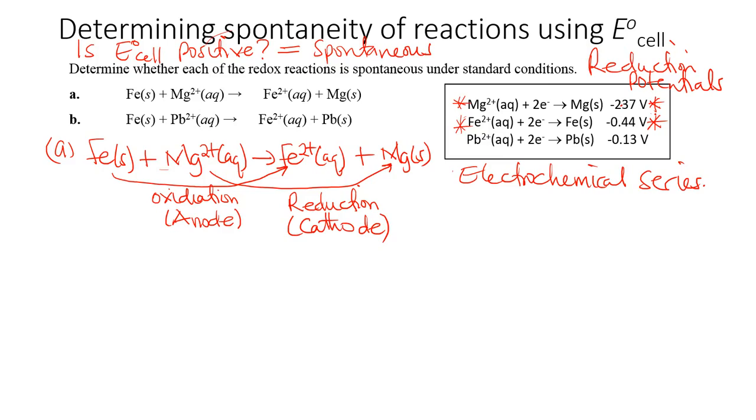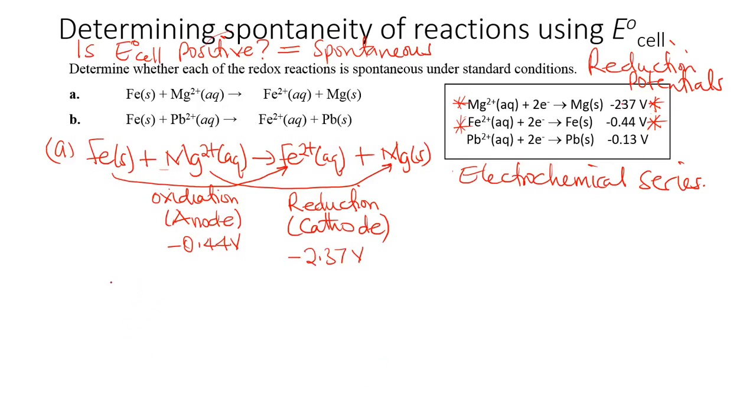That is the E cell of that half reaction. So we can say that for the oxidation reaction, the E cell is, because we are taking it from here, minus 0.44 V. While for the reduction reaction here, the E cell, we are taking it from here, the E cell is negative 2.37 V. That is the E cell for that half reaction.